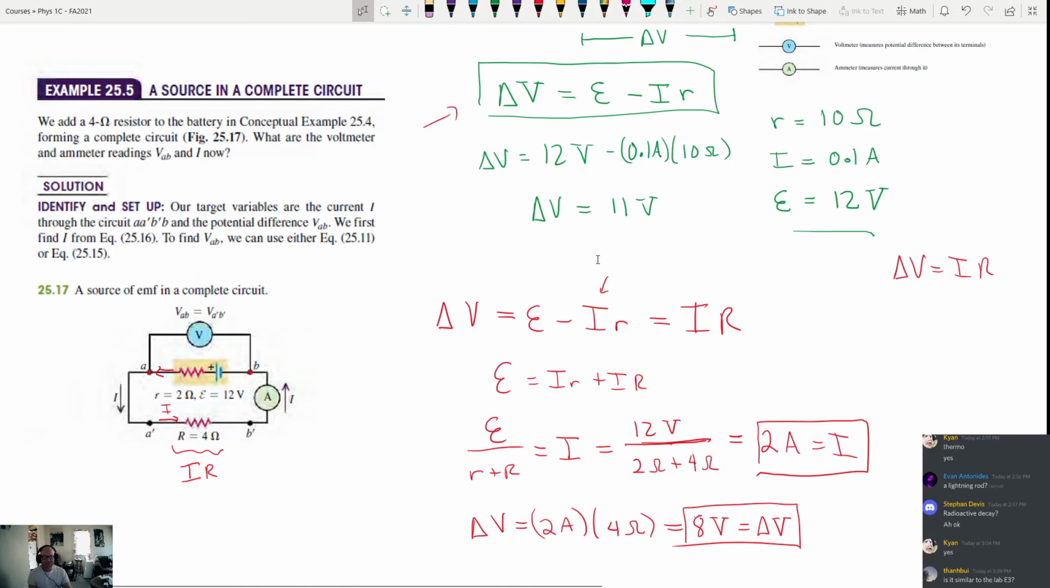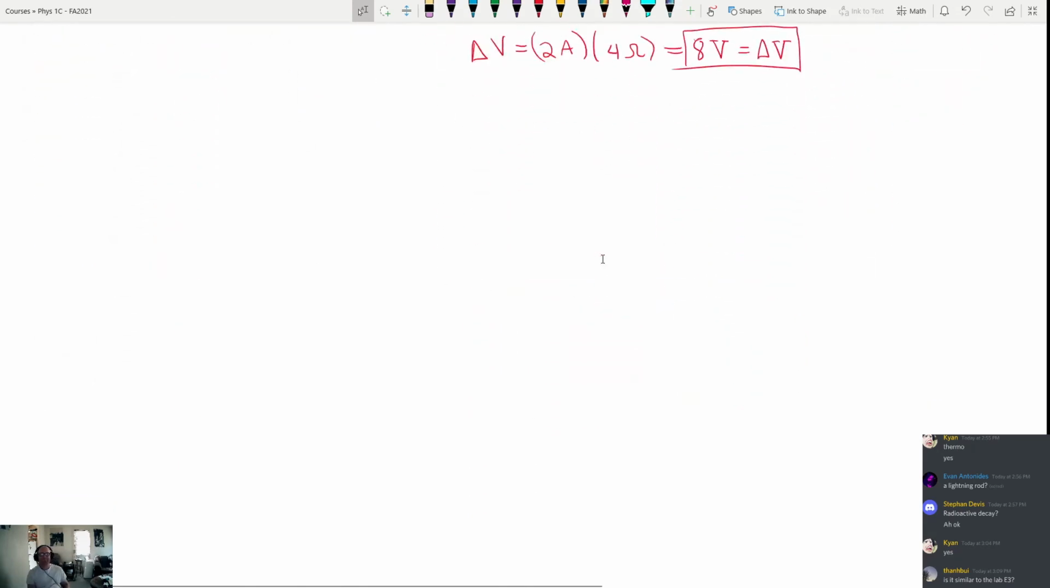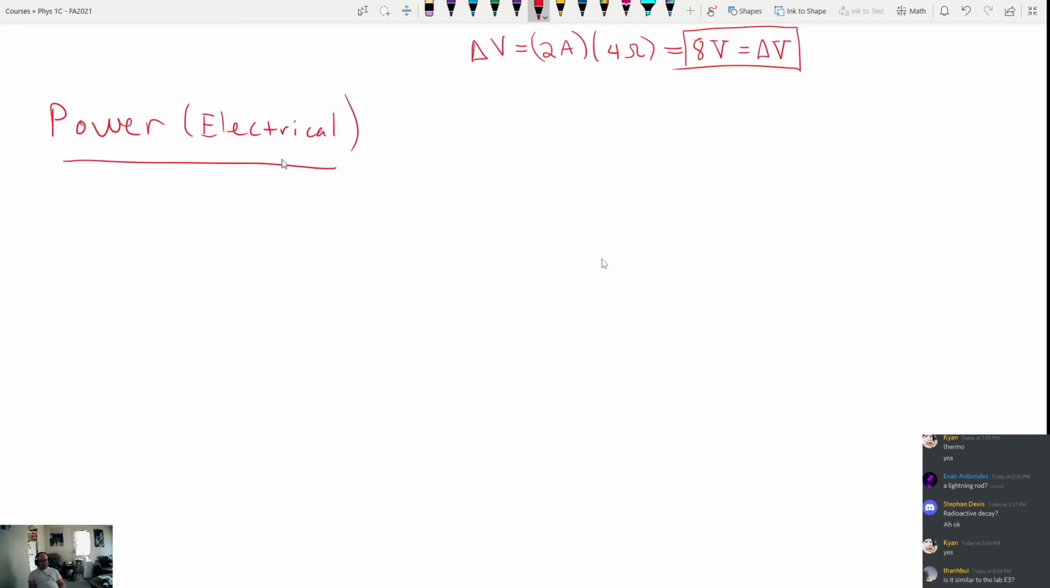Okay, one other thing to talk about is power. Then we'll take a break. So this can almost be figured out just by thinking about the way that the units work.